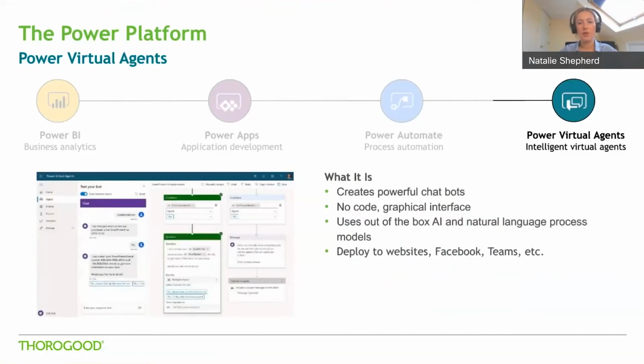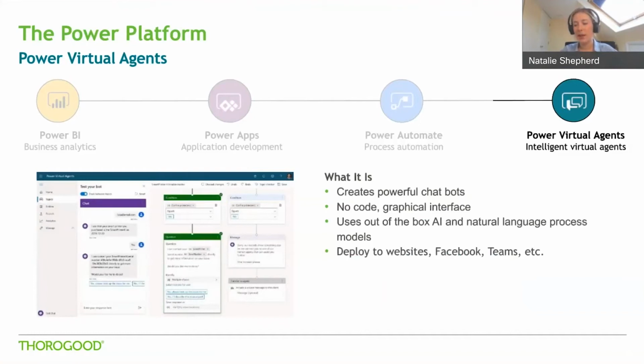So moving on to the fourth and final component of the Power Platform is Power Virtual Agents. And this is super exciting. It's actually used to create intelligent chatbots. And these chatbots are fueled by out-of-the-box AI models. And what this means is that you don't need a super experienced, hardworking team of data scientists who are going to build these models up from the ground.